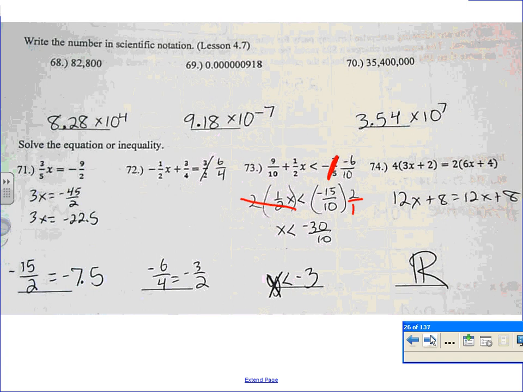68, 8.28 times 10 to the 4th. 69, 9.18 times 10 to the negative 7th. 70, 3.54 times 10 to the 7th. 71 is negative 7.5 or negative 15 over 2. 72 is negative 3 over 2 or negative 1.5. 73, x is less than negative 3. 74, many solutions or all real numbers. See you, TJ.